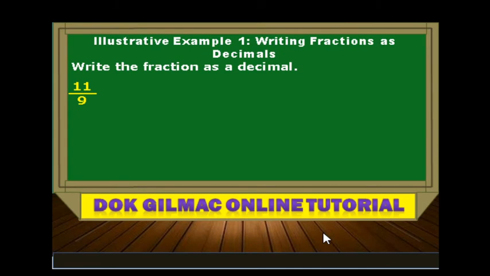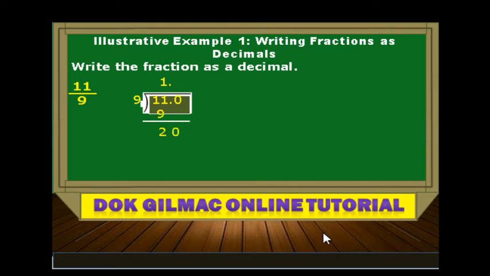Illustrative example number 1. Write fractions as decimals. Write the fraction as a decimal, given 11 over 9. Now, let's divide 11 by 9. 11 divided by 9, so we have 1. 1 times 9 is 9. Then 11 minus 9 is 2.